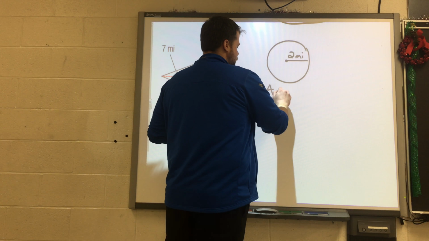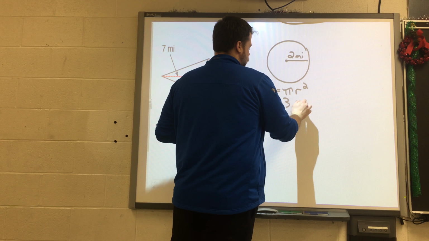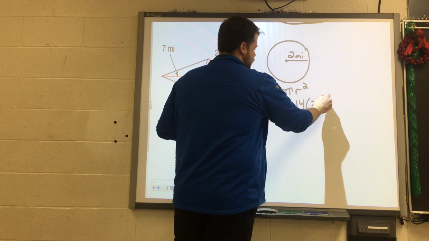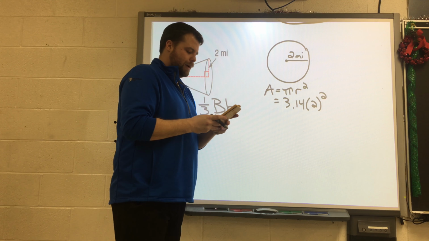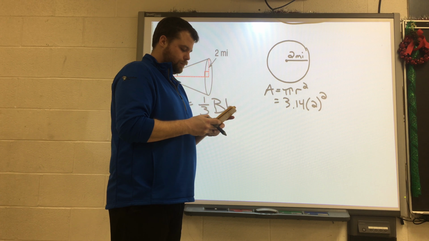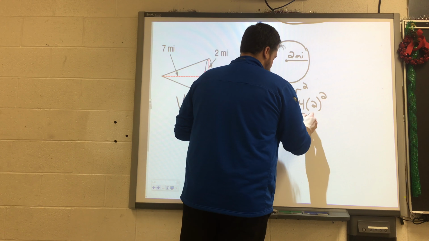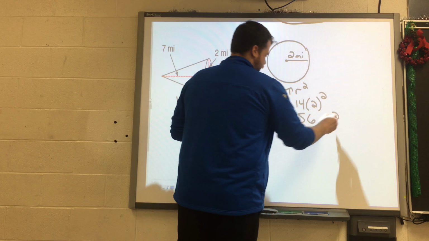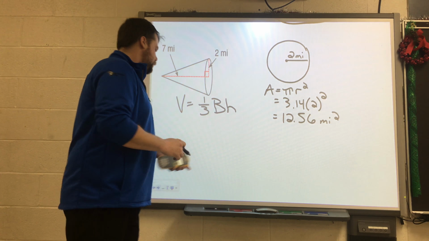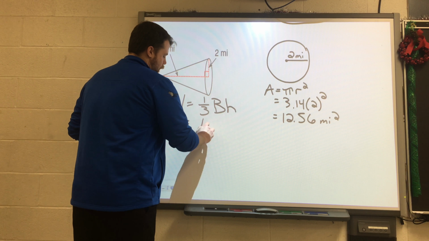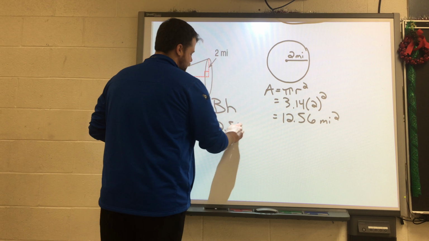Now I'm going to first find the area of that circle. The area of the circle is equal to pi r squared. So it's equal to 3.14 times 2 squared. So I'm going to take 3.14, multiply by 2, multiply by 2 again. And I get 12.56 miles squared. And I'm not going to round that now because I don't want to round in the middle of the problem. I'm just going to go over here. I got 1/3 times the area of my base, which is 12.56.